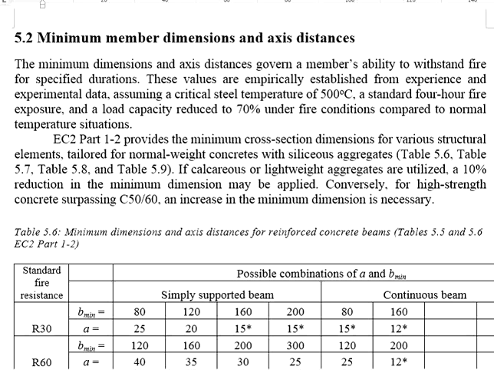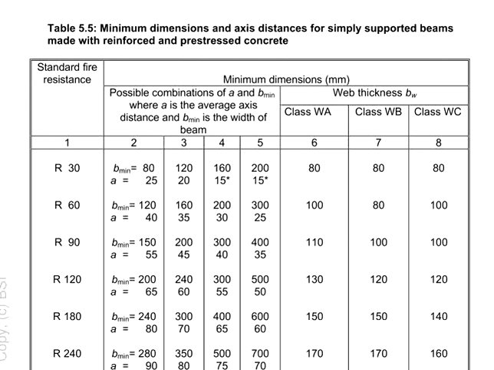From the tables, you will see the values for the minimum dimensions as well as the axis distance. These values are determined empirically from the experience as well as the experimental data under standardized setting, assuming the critical steel temperature of 500 degrees Celsius, a standard 4-hour fire exposure, and also a load capacity reduced to 70% under fire conditions as compared to the normal temperature. Now let us talk about how do you extract information from those tables. We deal with simply supported beam first.